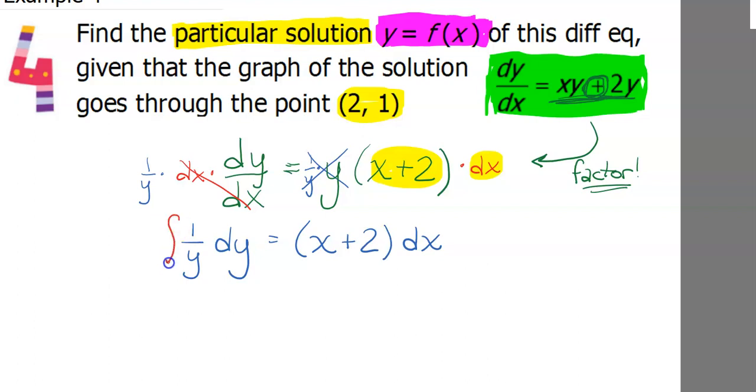From this point, everything works basically the same. You're going to integrate both sides. As we did for the others, just go through and pause me, try to finish it up on your paper, and then unpause me.